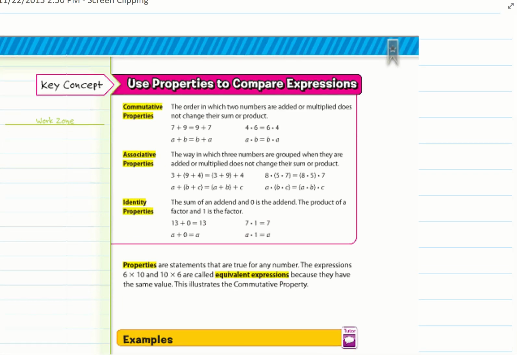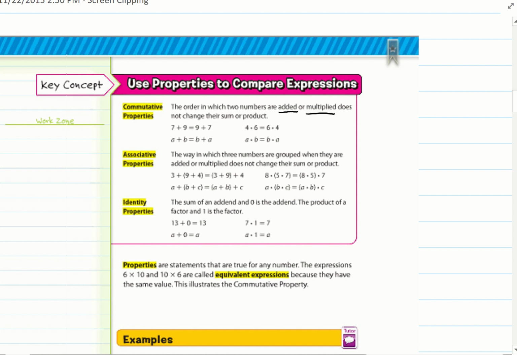So we're going to be learning about properties, and we have 3 different properties we'll be learning today: the commutative, associative, and identity. The commutative is the order in which 2 numbers are added or multiplied. So make sure we know this is only for addition or multiplication. It does not change their sum or product. So if you notice, we have 7 plus 9 equals 9 plus 7, and 4 times 6 equals 6 times 4. So the order doesn't matter, you're going to get the same answer.